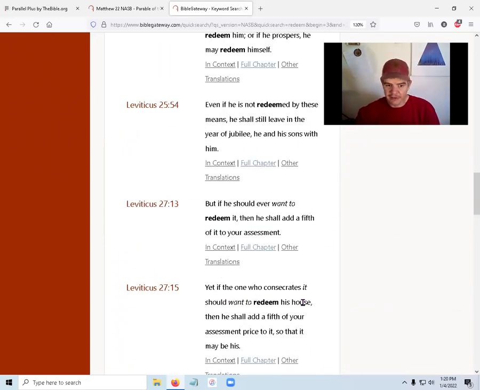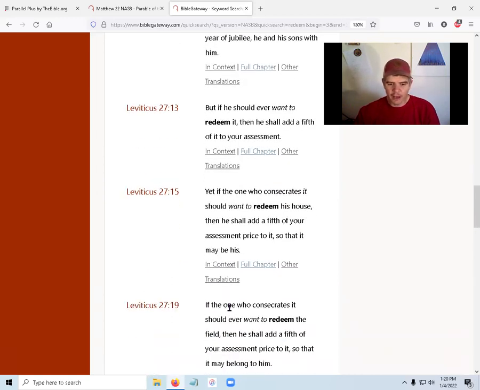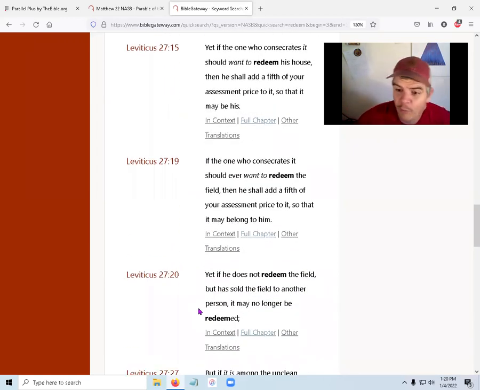Should you want to redeem his house, look at that. Then he shall add a fifth of your assessment price, so it may be his. Okay, you buy it plus a fifth of it, you redeem it. You pay the money. One who consecrates should ever want to redeem the field. Okay. I don't talk about redeeming a woman for marriage, but it's the Levirate marriage.